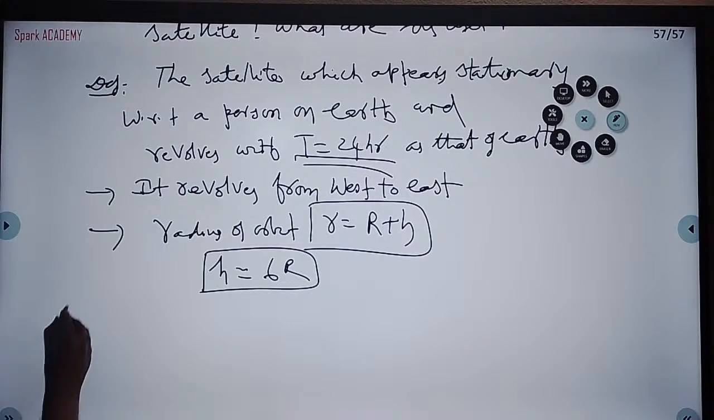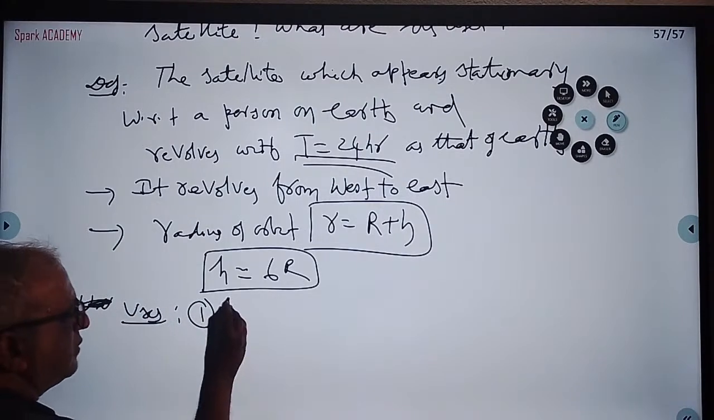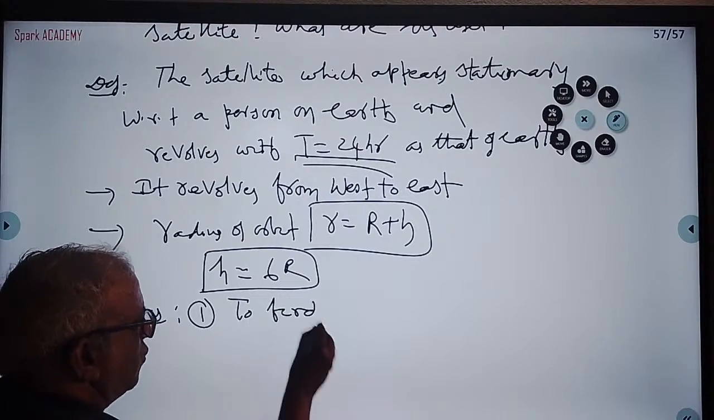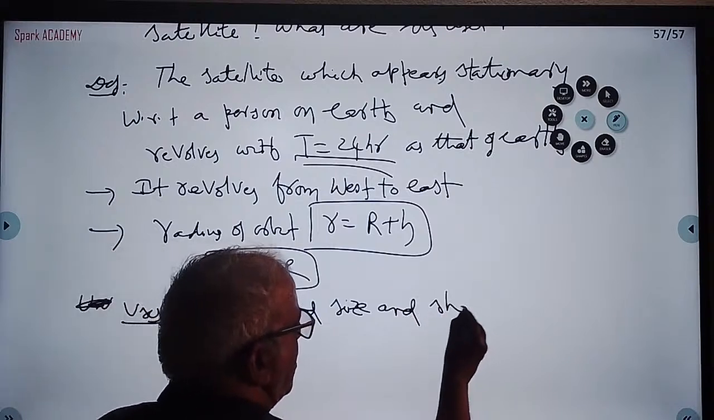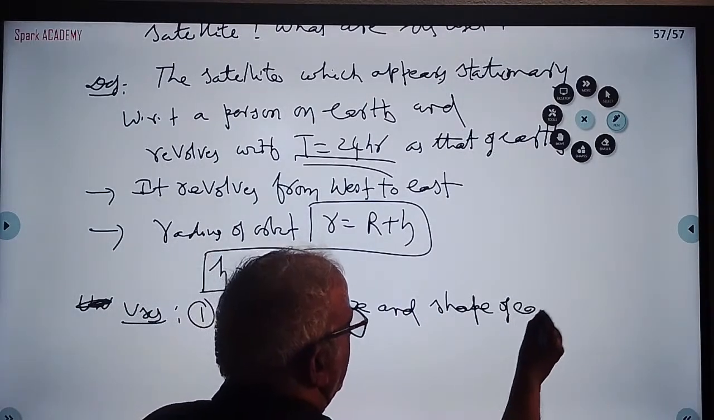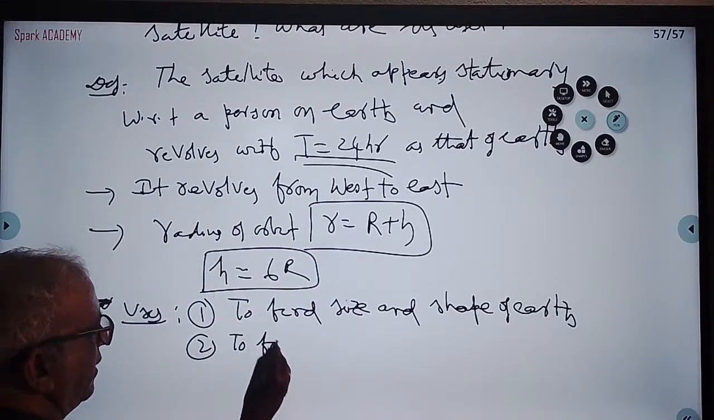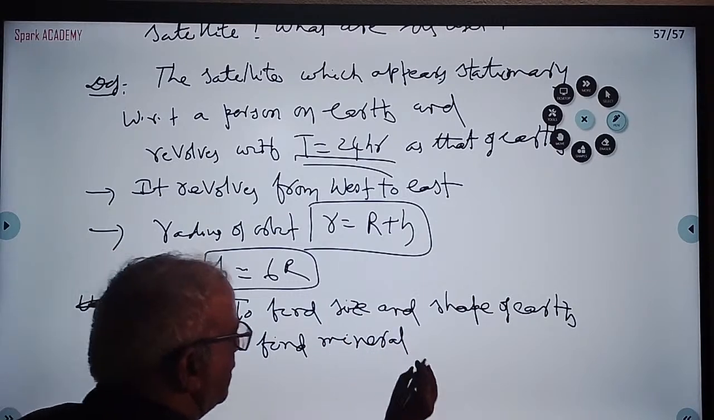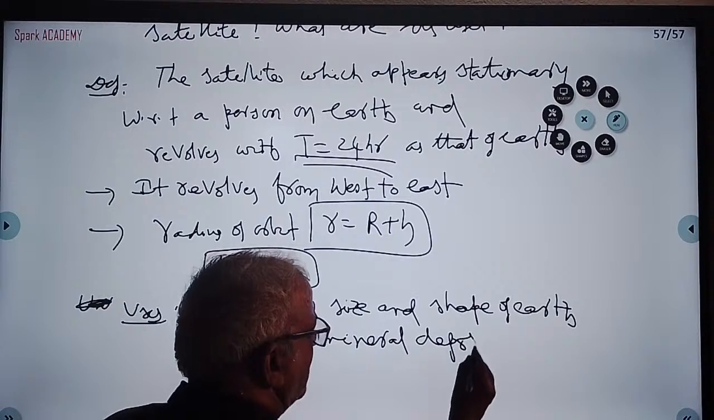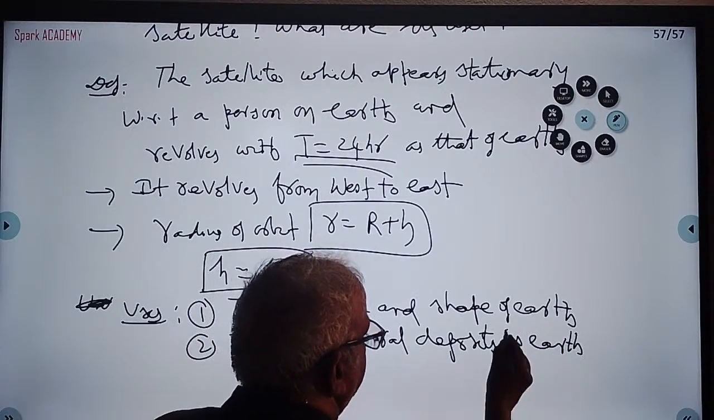What are the uses now? I am writing uses. To find the size and shape of the earth. First use. Second, to find mineral deposits in the earth.